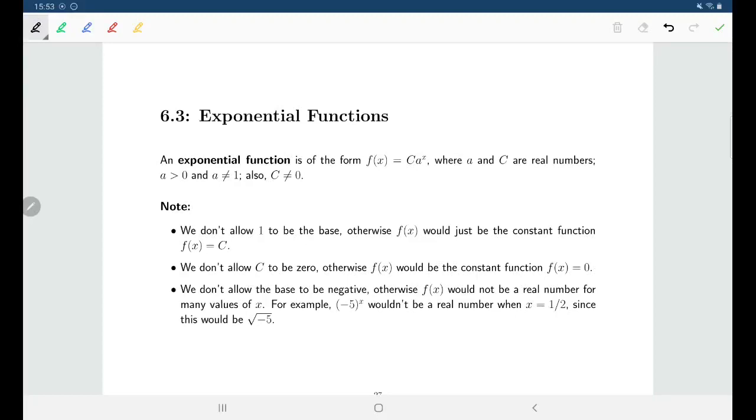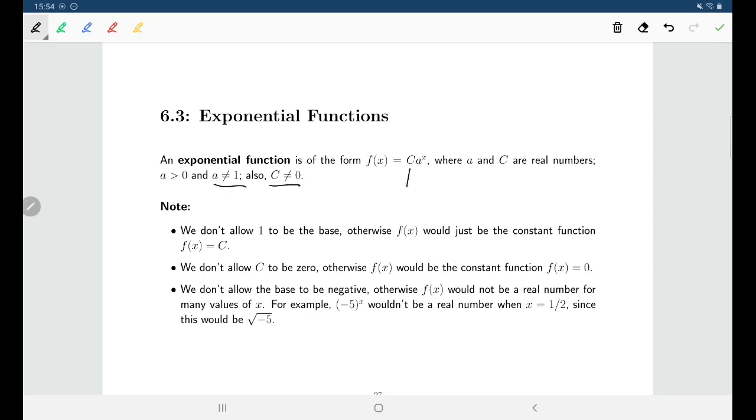Welcome back. In this section, we'll be introducing a new group of functions called the exponential functions. They all have this form: f of x is some constant times some base to the power of x. And we have some restrictions on those constants, c and a. The restrictions are there so that we have a function that's not a constant function. That's part of it. That's why we have the restriction that c can't be 0 and a can't be 1.